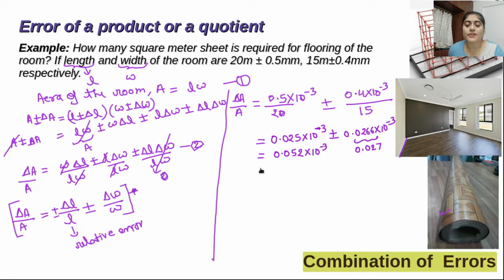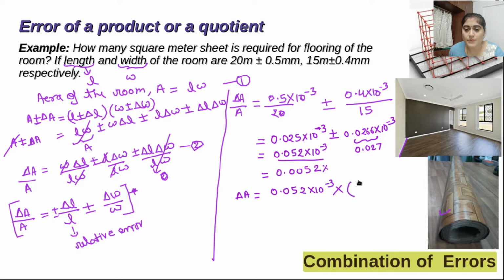Now if you have to find the percentage error, simply multiply with 100. So the percentage error is 0.0052 percent. It is very less because your value is in meters and the error is in mm. Now if you have to find the absolute error, delta A, multiply this relative error with the area, so it becomes 0.052 into 10 to the power minus 3 multiplied with the area.